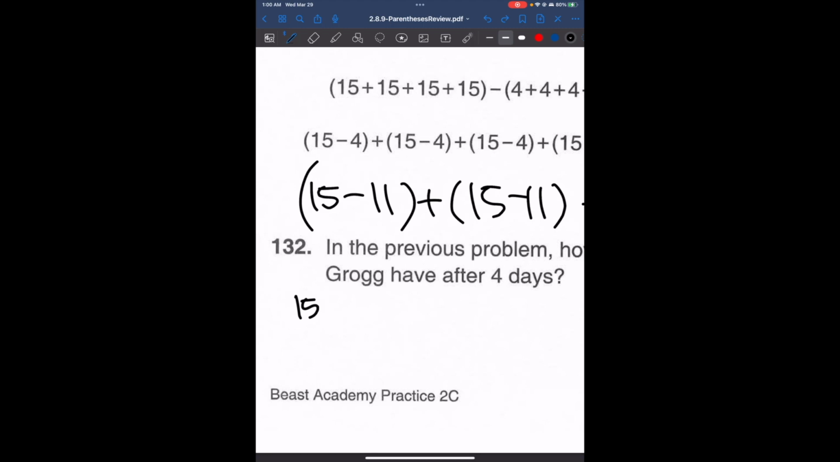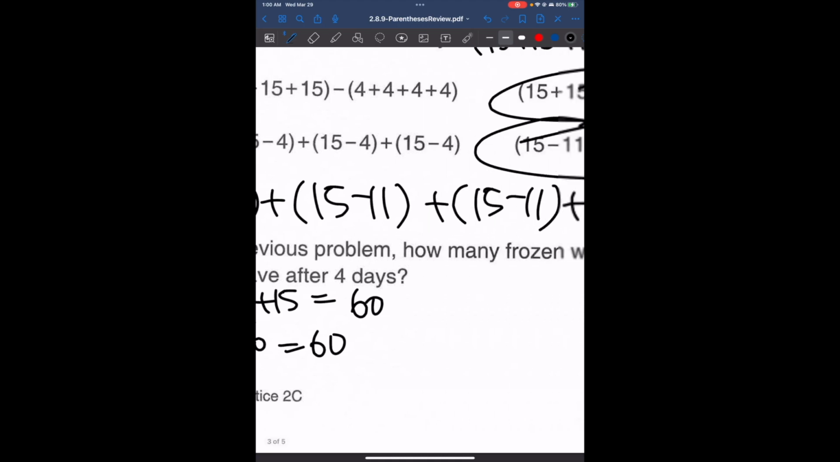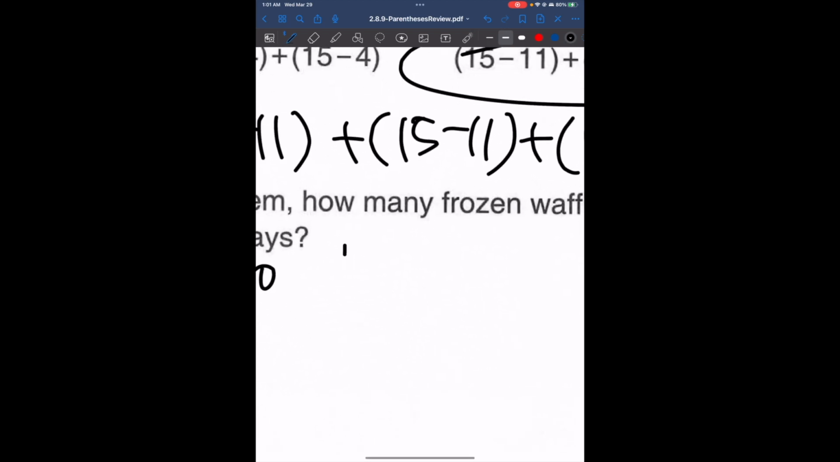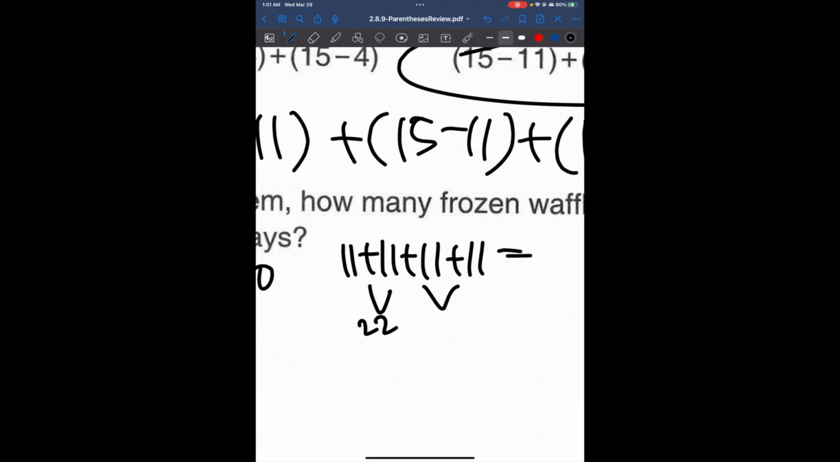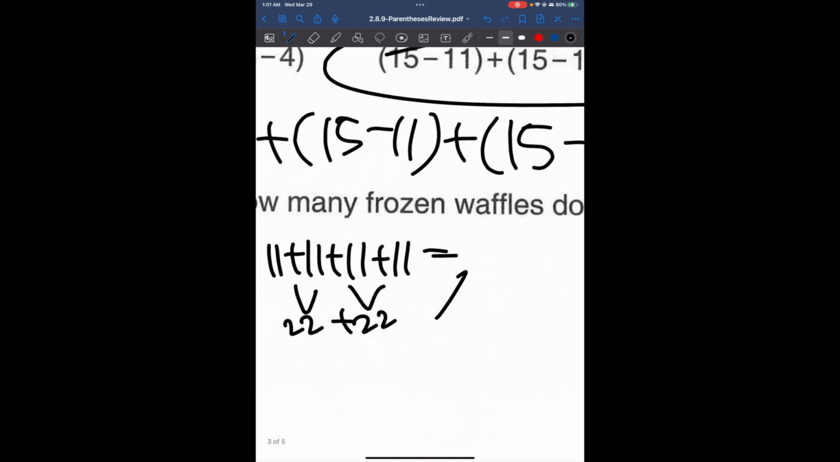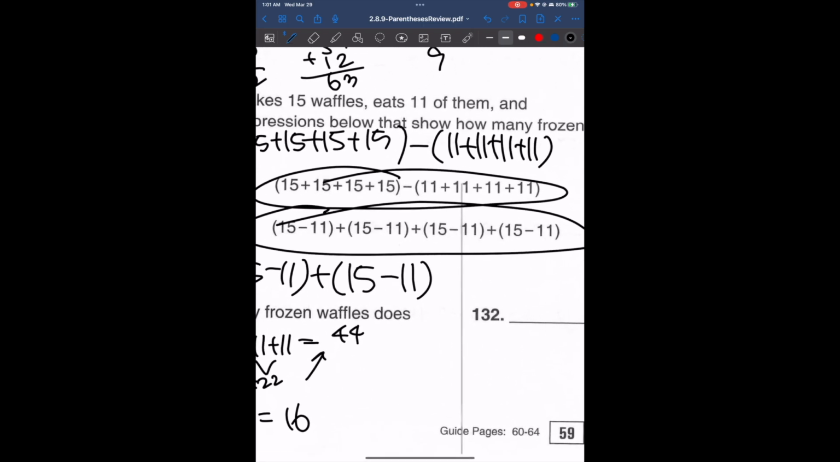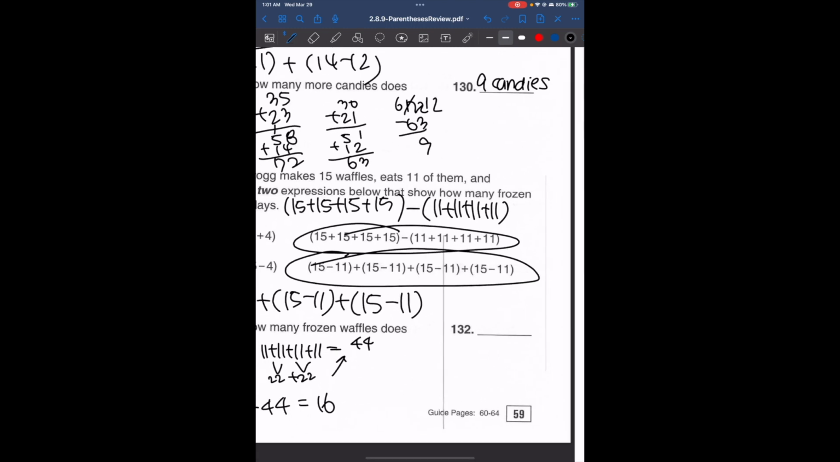15 plus 15 plus 15 plus 15 is going to give us 30 plus 30, which is 60. And then 11 plus 11 plus 11 plus 11 is going to give us 22 plus 22. And so that's going to be 44. And so we have 60 minus 44, which is equal to 16. Now, is that going to give us the same answer as the second expression? We'll figure out.